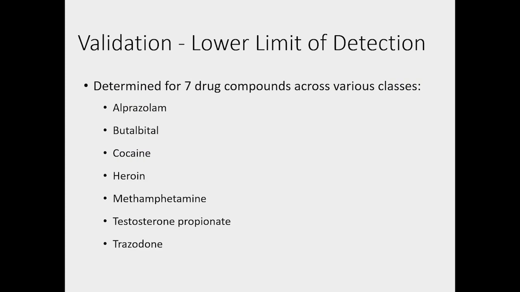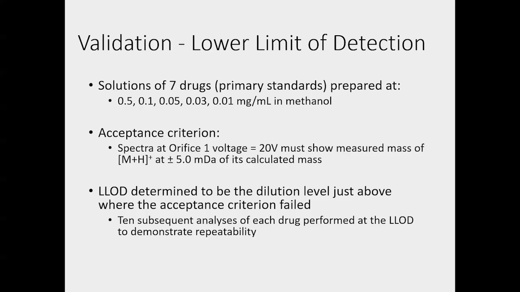So they first looked at the lower limit of detection. And of course, there's no way to determine this for literally every drug that they might come across when screening samples. So they just did a representative sampling of 7 different drug compounds from various classes: alprazolam, butalbital, cocaine, heroin, methamphetamine, testosterone, and trazodone. They made solutions of these 7 drugs, which they acquired by purchasing primary standards, and they were prepared at 5 different concentrations in methanol.